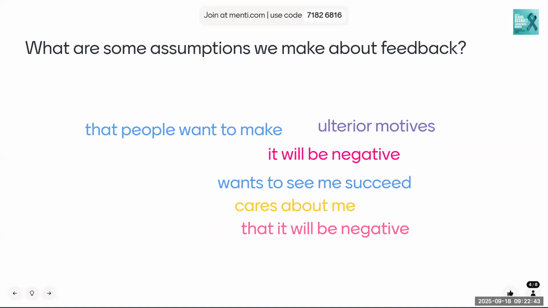So we have people that want to make it negative. Yeah, it will be negative. I see, he'll probably be a little bit bigger. Right? So when we hear feedback, we think that people might have ulterior motives, right? It'll be negative. Sometimes we might think they're giving it because they want us to succeed. They care about me, so they're giving us feedback.